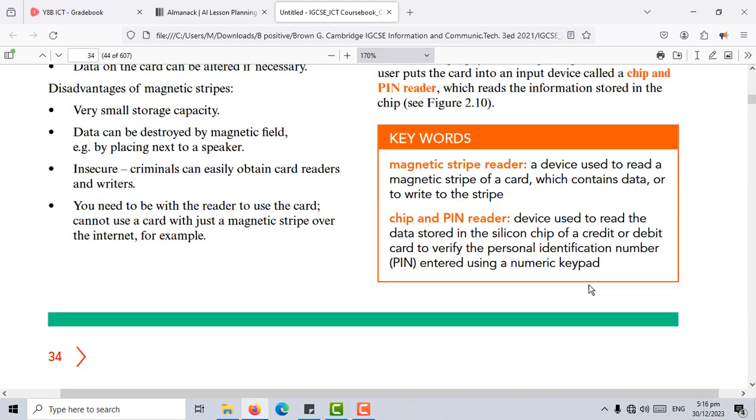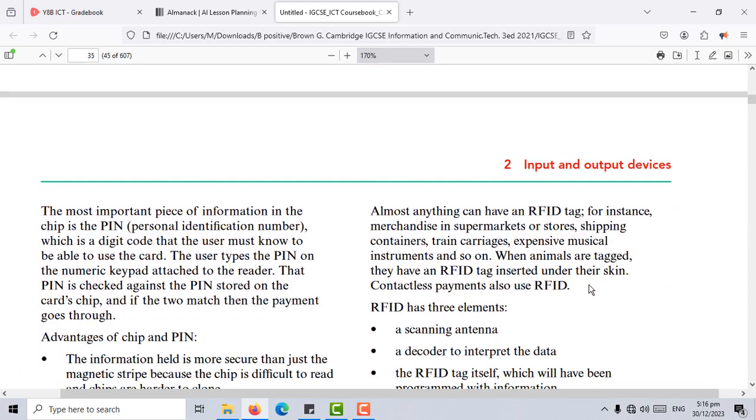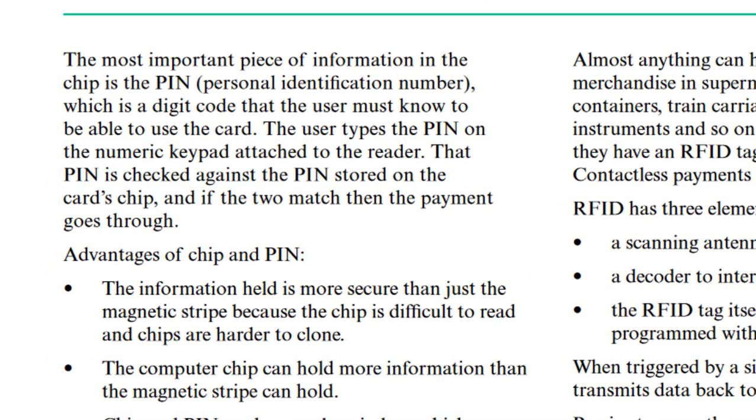It's called chip and PIN, PIN meaning personal identification number. The most important piece of information in chip and pin is the personal identification number, which is the digital code that the user must know to be able to use the card. The user types the PIN on the numeric keypad attached to the reader. That PIN is checked against the PIN stored on the card's chip, and if the two match, then the payment goes through.